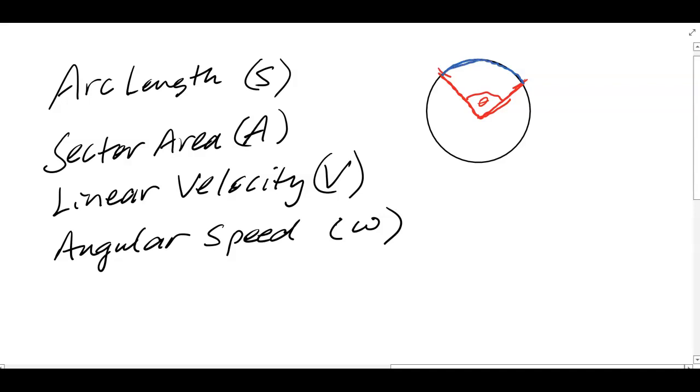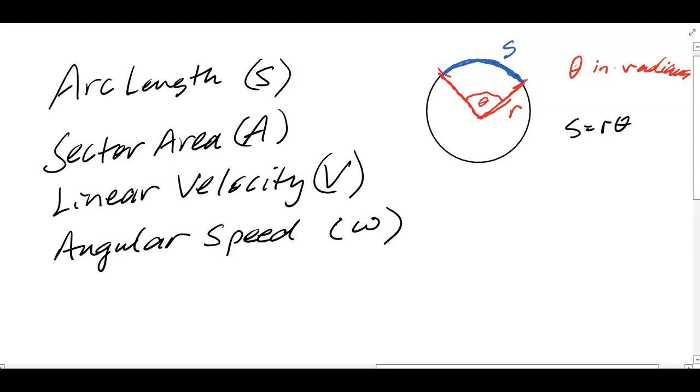I always use S for a distance in math and science. A lot of times I do. So this is S, and then we're going to say R is the radius, and theta is the angle. Theta is in radians. Has to be. Otherwise none of this works. Then the formula is S equals R times theta.